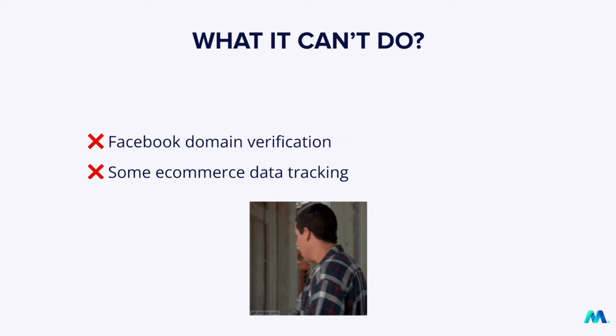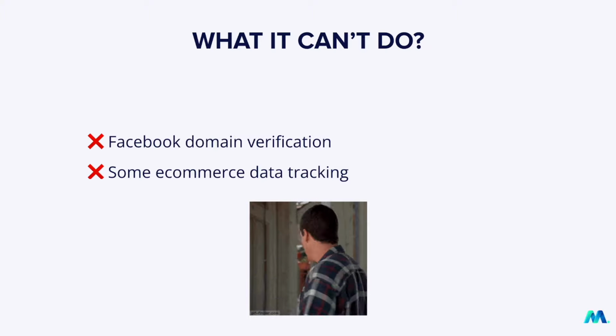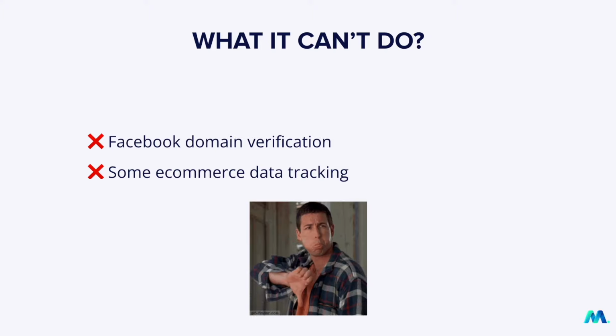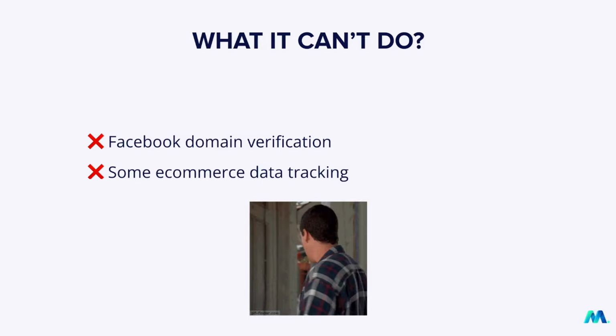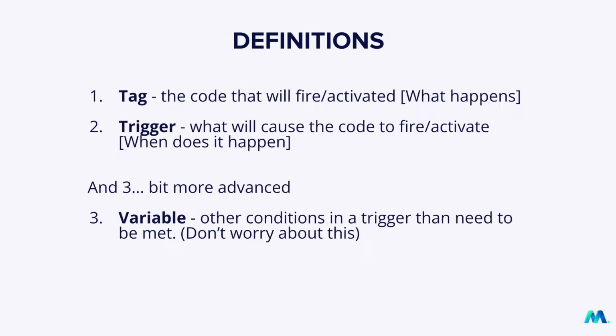So what it can't do: there are a few things that people want it to do that it just can't do. So Facebook domain verification. If you do have a Facebook ad account that does need the domain verification, that code does need to be added to your HTML on your website. And then some e-commerce tracking data. There are ways you can pull in e-commerce data through GTM, but a lot of the time it's quite difficult, so it's better to do it on your e-commerce backend like Shopify.